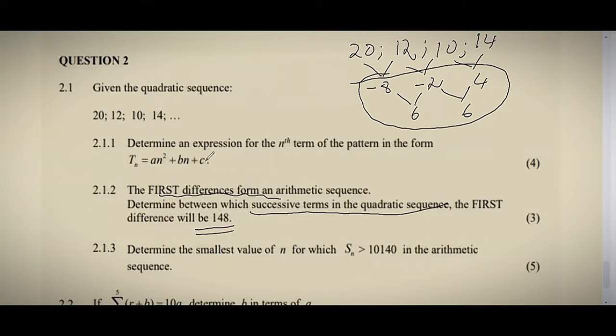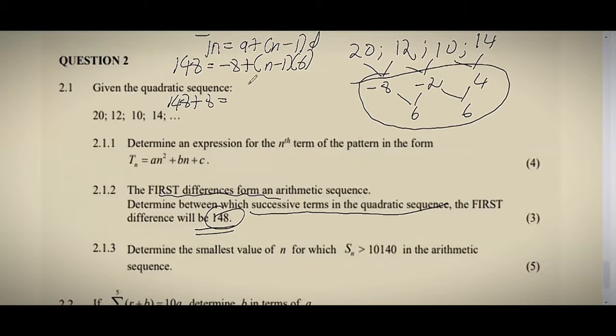Now, to produce the Tn for the first differences, we'll say Tn equals a plus n minus 1 d. Remember the Tn, the first difference, must be 148. We can substitute 148 here. What is our a? It's negative 8. Then plus n minus 1, and then d is 6. So remember, we are looking for the term. So we can take this 8 here, transpose it over. So that's 148 plus 8 equals 6 times n, that's 6n. 6 times negative 1, that's negative 6. Then if we say 148 plus 8, that's 156.